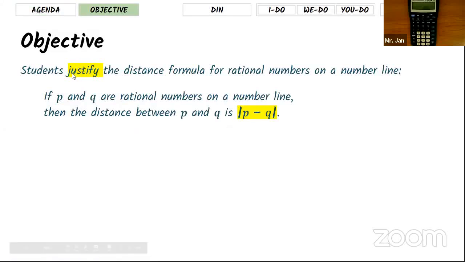The objective of today's lesson. Today, students can justify the distance formula for rational numbers on a number line. And for the second statement, when there is no number line, if there are P and Q rational numbers, then the distance between those two numbers would be a subtraction inside of the absolute value parentheses. Okay, so we're going to talk about this statement in this lesson.